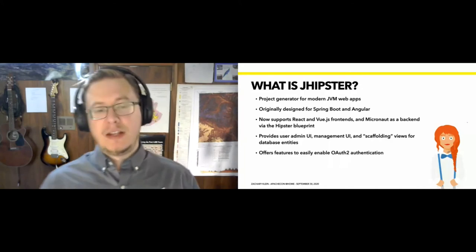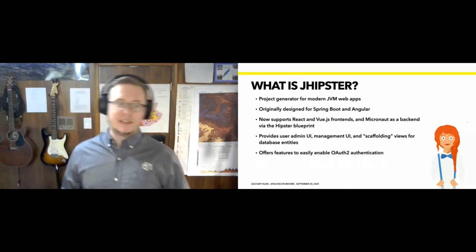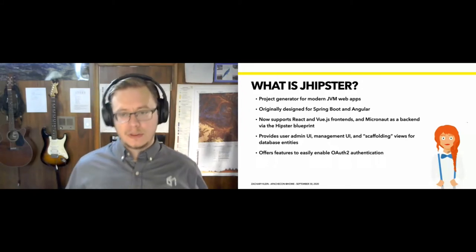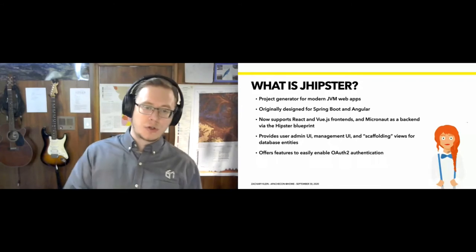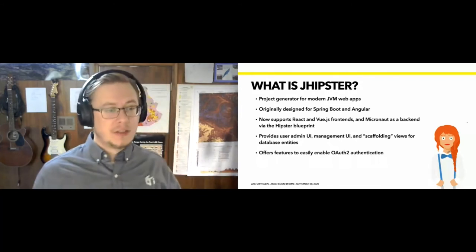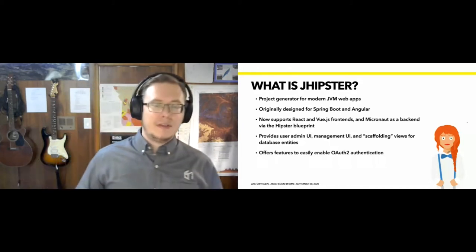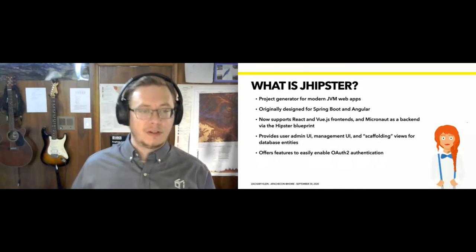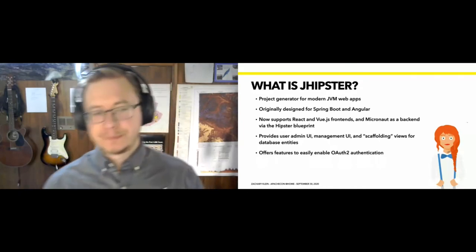It makes it really easy to enable OAuth too. And then they have this really cool domain language that lets you define your domain model, and JHipster will read that and create the entity classes, the controllers, and the repositories. And again, it works like scaffolding in Grails, if you're familiar with it. And it's really powerful. The only thing we have that's close to scaffolding when it comes to Micronaut is the feature offered by JHipster.